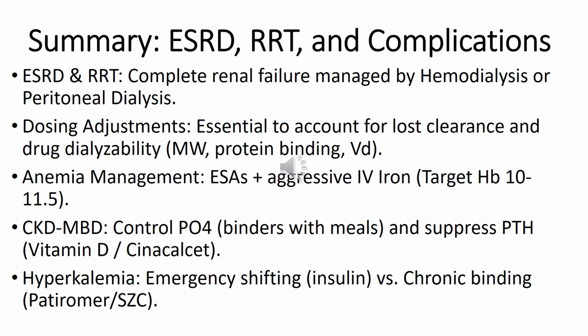Hyperkalemia remains one of the most dangerous complications of end-stage renal disease. Elevated potassium levels can trigger fatal cardiac arrhythmias and require immediate treatment. In emergency situations, insulin combined with glucose rapidly shifts potassium from the bloodstream into cells. This provides temporary protection but does not eliminate potassium from the body.